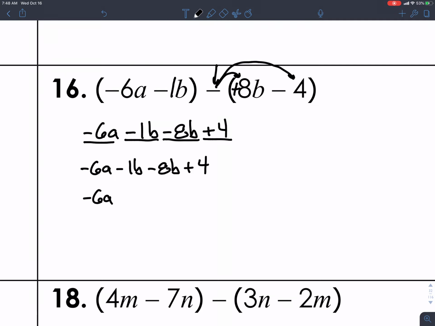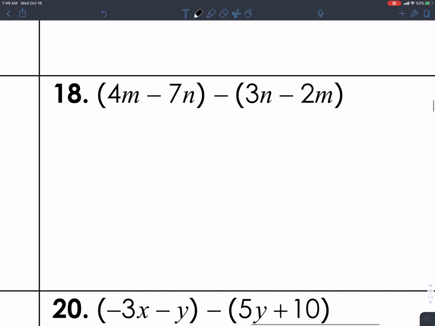Negative 1b and negative 8b. If I got one negative and then I add 8 more negatives to it, or combine it with 8 more negatives, now I've got 9 negatives. 9 negative b's plus 4. I can have 3 terms left over. That's fine, as long as you don't have matching terms. I've got one constant term. That's the positive 4. I shouldn't have more than one. I have one b term. I shouldn't have more than one b term at the end. I have one a term. I shouldn't have more than one a term at the end. Okay? As long as I only have one type of each term, I'm done.